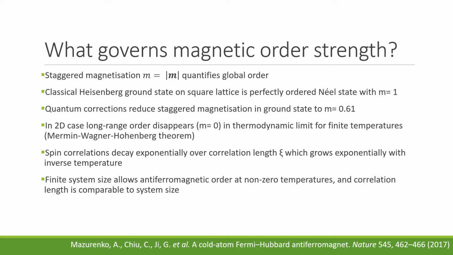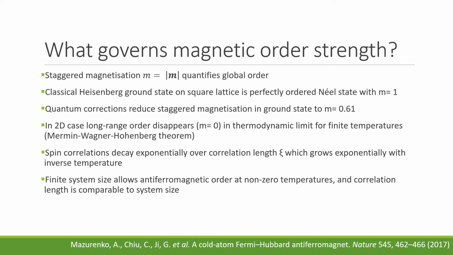The ground state of the classical Heisenberg model on a square lattice is a perfectly ordered Néel state with M equals 1, as in it's perfectly antiferromagnetic. However, in the quantum case, we require corrections for superposition states, which reduce the energy of the many-body state. These quantum corrections decrease the staggered magnetization in the ground state to M equals around 0.61 for the S equals half Heisenberg model. The long-range order is lost in the thermodynamic limit for finite temperatures in the 2D case.